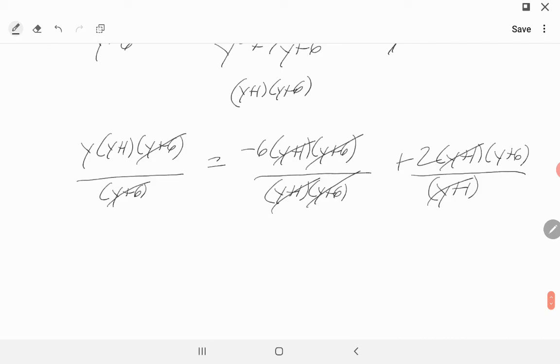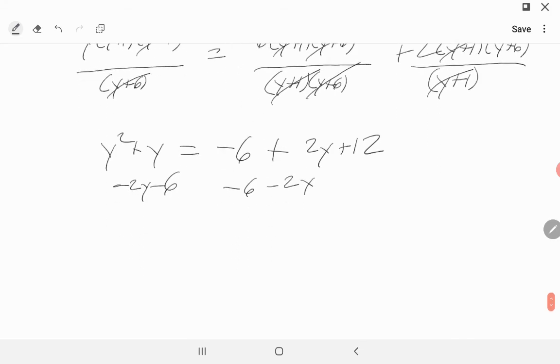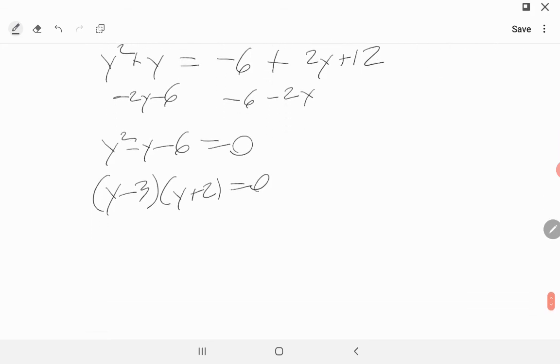And so now that whole big equation becomes y squared plus y equals negative 6 plus 2y plus 12. And this should look familiar. Negative 6 plus 12 is 6. We can subtract 6 from both sides, subtract 2y. We wind up getting y squared minus y minus 6 equals 0. And now we can solve that by factoring. So it goes straight back to solving polynomial equations. And so we know that y equals 3 or negative 2.